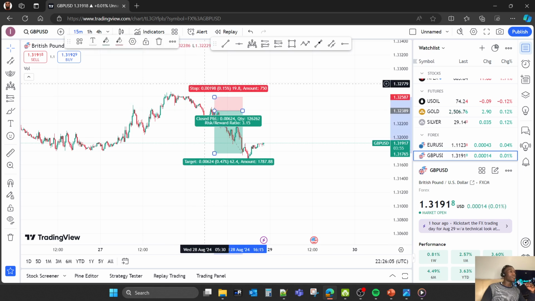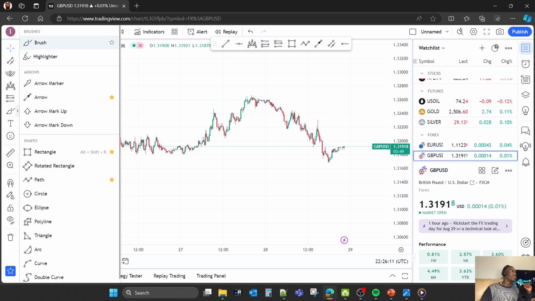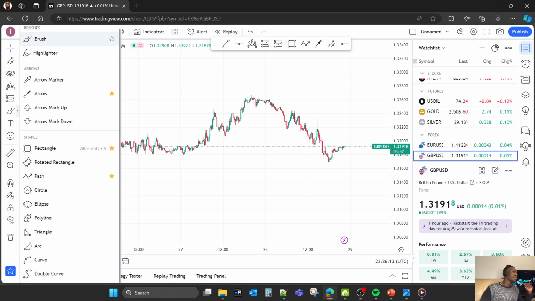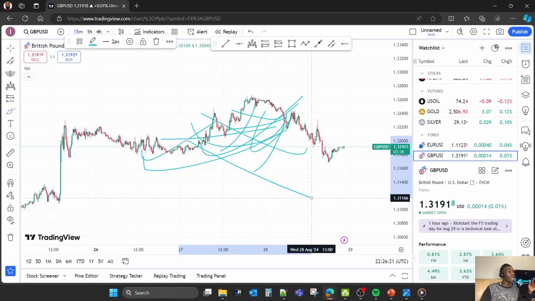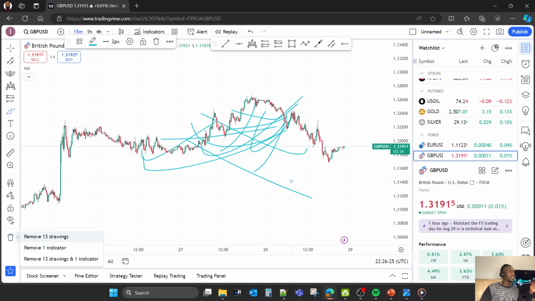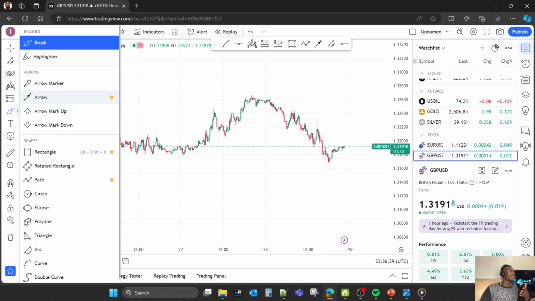So let's quickly delete these and move on to the next things. In terms of brushes, we have this thing, but I don't get to use it. Why? It's pointless for me. Most people just scribble with it, which is a little bit crazy. Okay, cool. Let's delete it so that we get back to business. I don't usually use this.